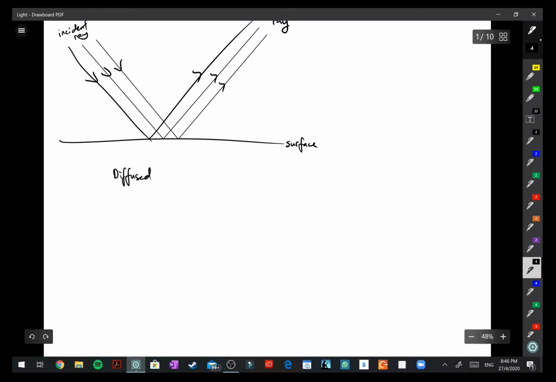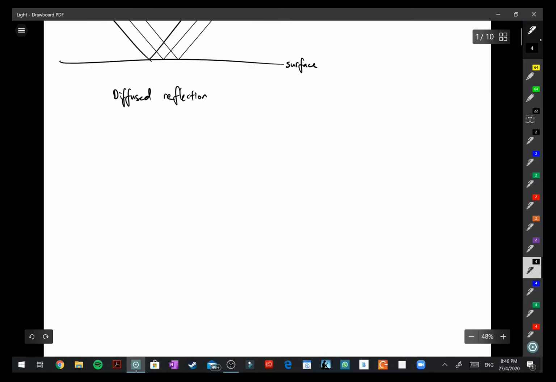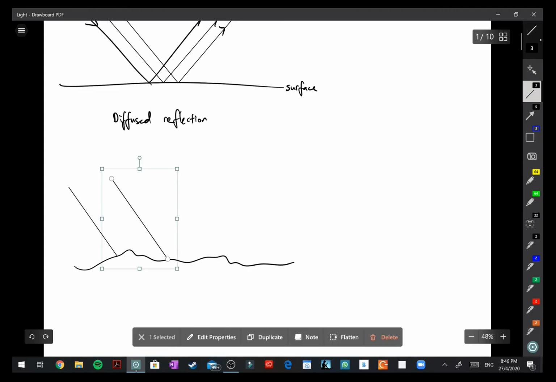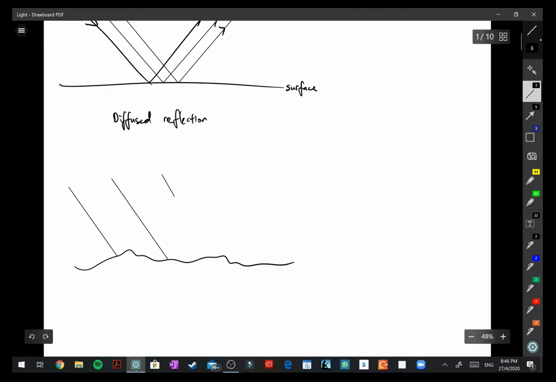As the name suggests, diffused means it's going to go everywhere. So let's say I have a rocky ground. What happens is I have rays that are parallel to one another, yet the reflected outcome is not going to be the same. So they are parallel to one another, yet the reflected outcome is going to be different.